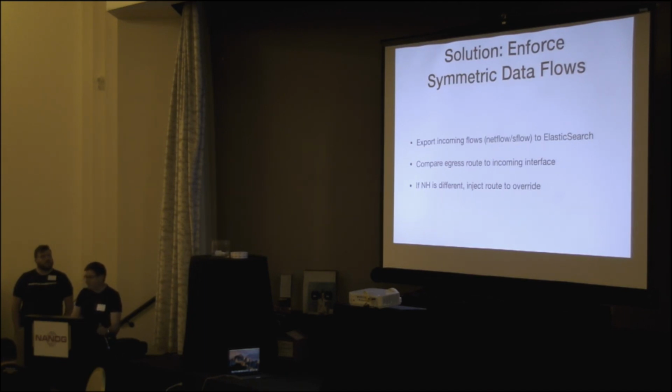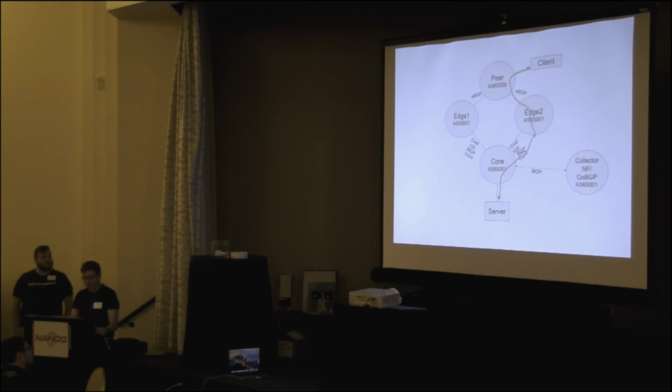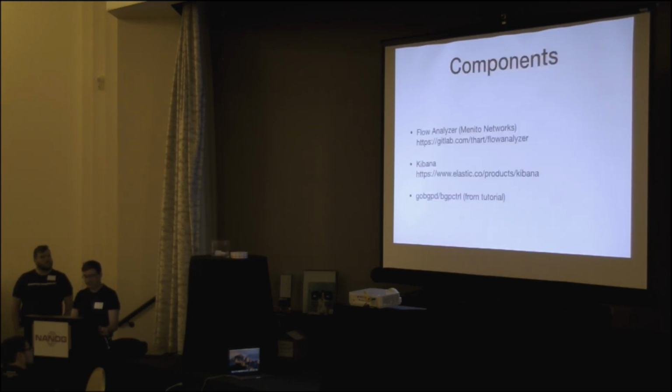So a solution we devised involved watching NetFlow data to see the incoming flows, comparing the source IPs and the incoming interfaces to the routing table to find out if the egress path is the same as the ingress path or not, and if it's different, injecting the route to override, thus creating a nice symmetric flow with a predictable path in both directions.